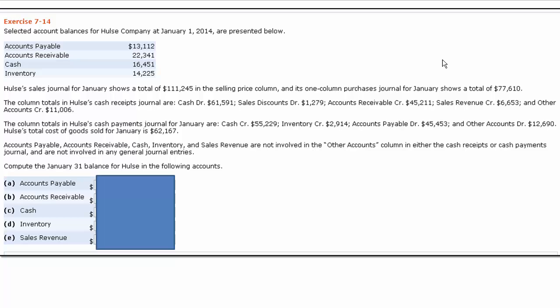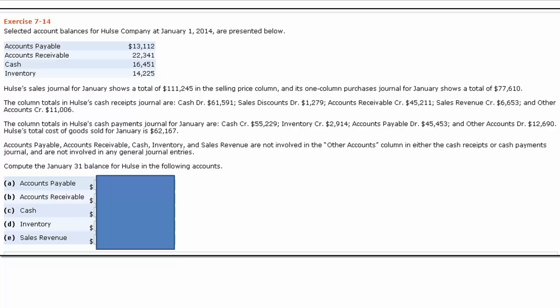And they also say there's a one column purchase journal for January that shows $77,610. Now the purchase journal, remember that one column represents a debit and a credit. It represents a debit for purchases, and it will describe what it's used for. Typically, if we're selling items, it's probably inventory. But the credit side of the purchase journal is going to show how much accounts payable increased. So we're going to need that. The $77,000 shows additions to accounts payable.